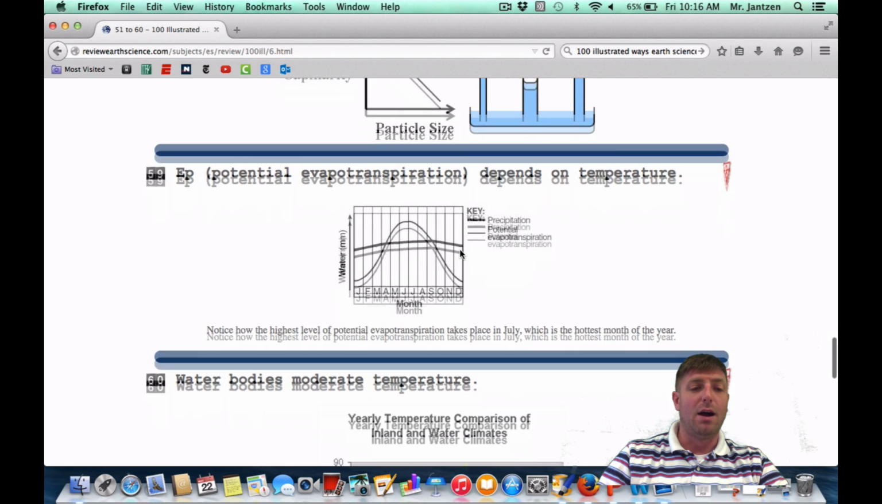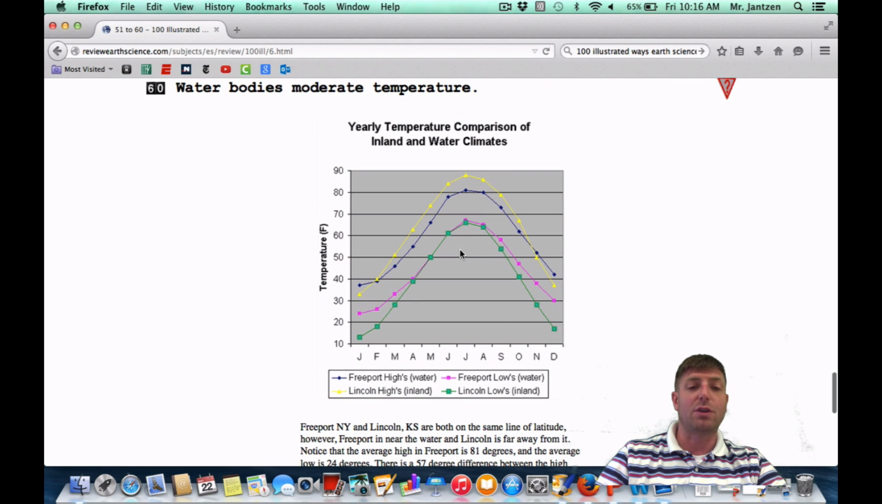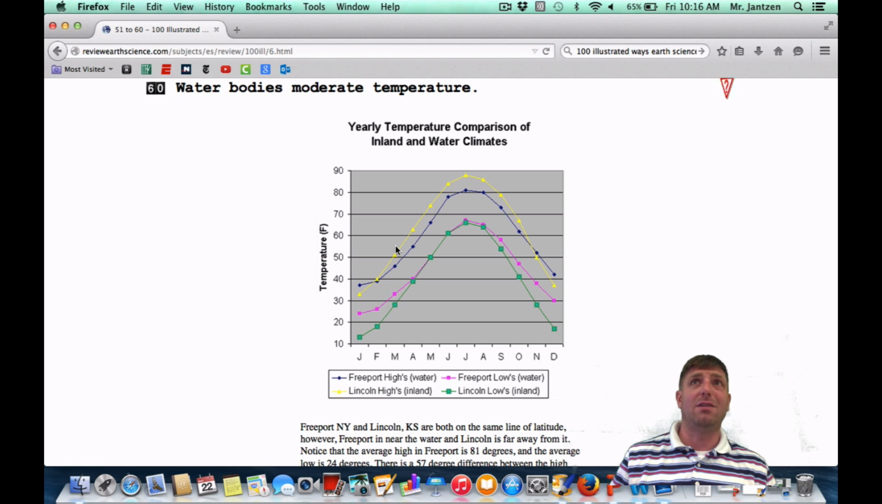Number 60, water bodies moderate temperature. What the graph is trying to show you here is an area in New York with the blue line and an area in Kansas with the yellow line, and it's showing you the extremes. So if the town is by water, you're going to have more moderate seasons. Your winters aren't going to be as cold and your summers aren't going to be as hot. If you're inland away from the water, you're going to have more extremes. You're going to have really cold winters and really warm summers. So once again, water moderates temperature due to its high specific heat.